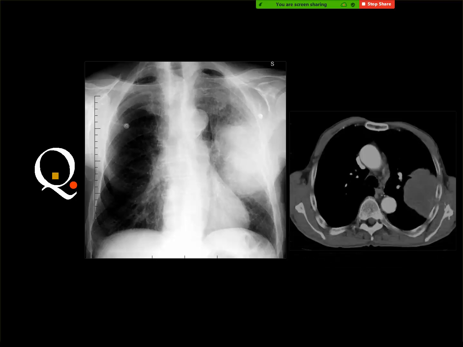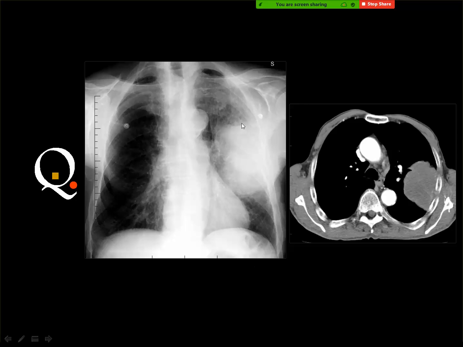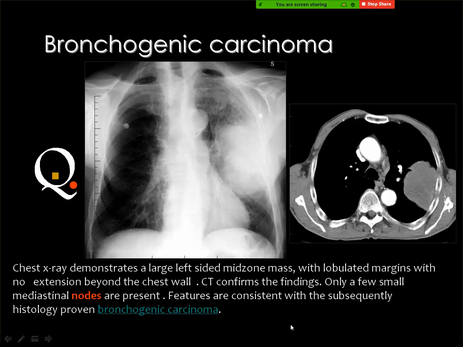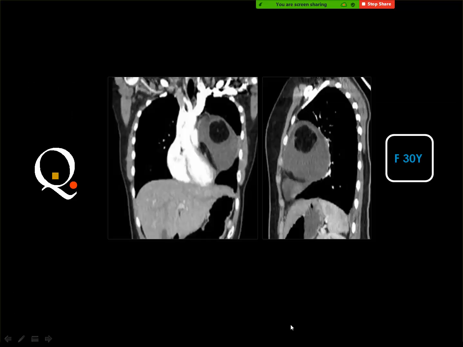And this is a mass in the adult lung, which should be considered as bronchogenic carcinoma, and this is a bronchogenic carcinoma. Carcinoid.